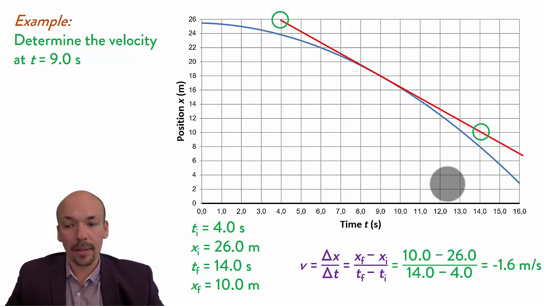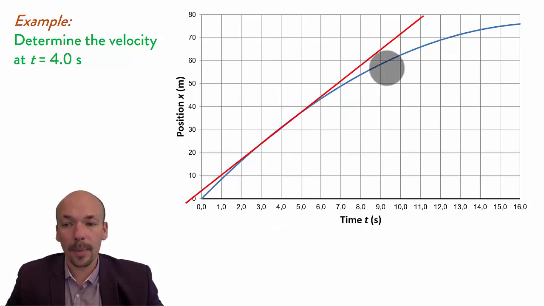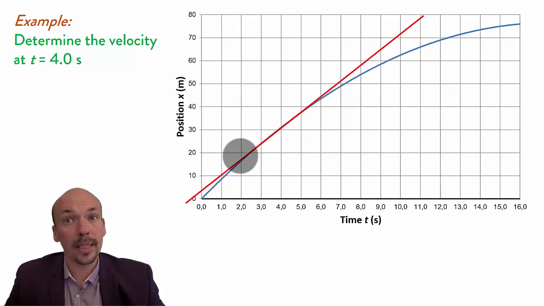So this is a negative velocity of minus 1.6 meters per second. Another example, we have to determine the velocity at 4.0 seconds. So we use the tangent line method. Now as you can see, it's nowhere that easily readable, so we will just select this point and this point, the further apart the better.